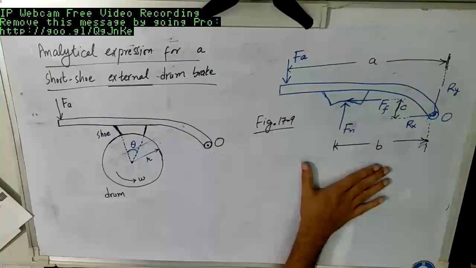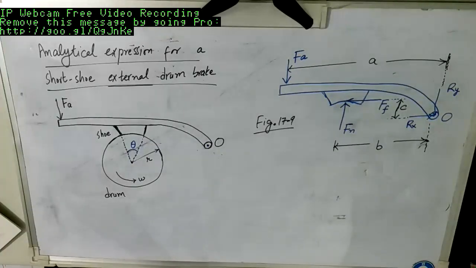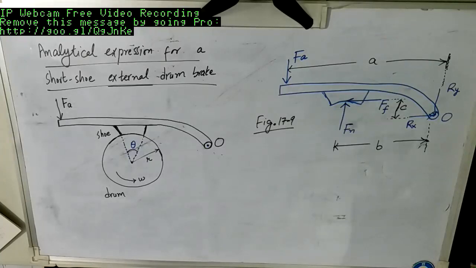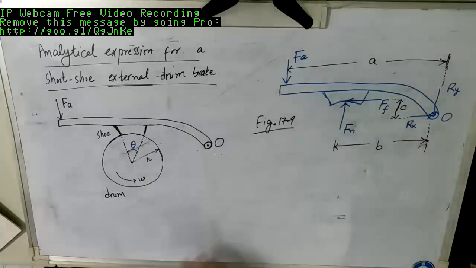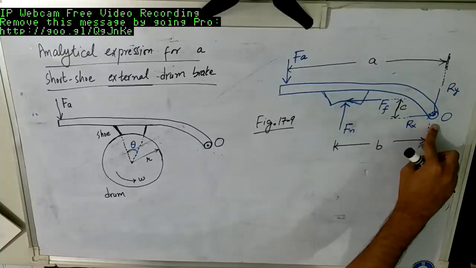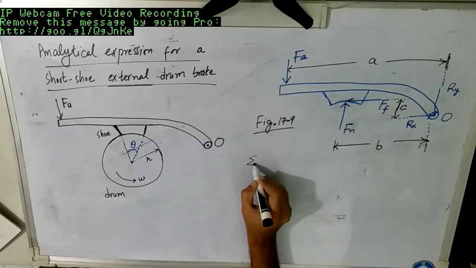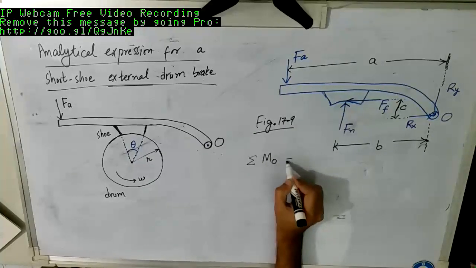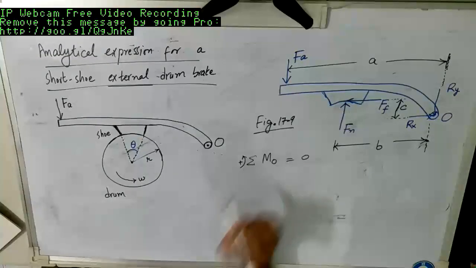So in this free body diagram, now what we have to do is find out the relationship between all these forces. And one thing that we can do is take moment about this point O, the sum of moments to be precise. So the sum of moments about this point O will be taken as 0, and we are going to take the counterclockwise moment as positive.